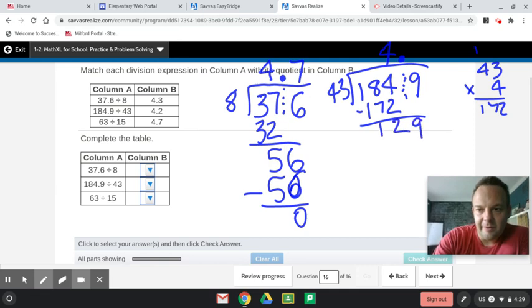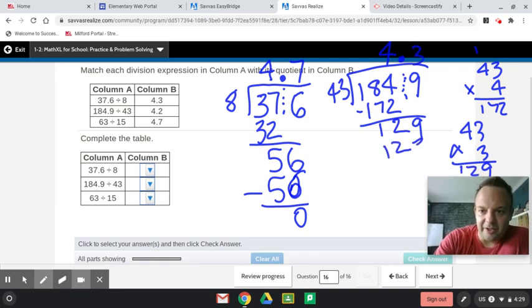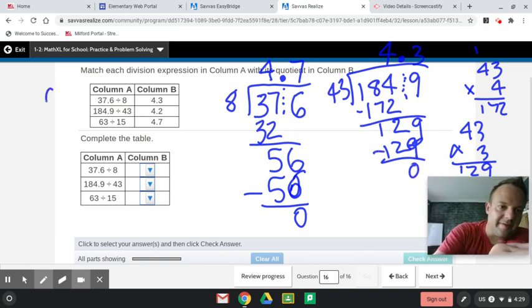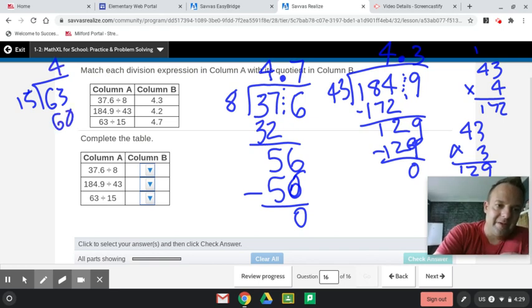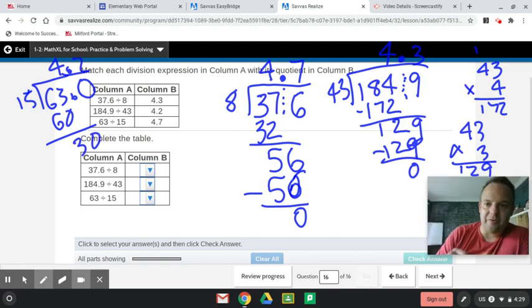Let's try 3. Oh, thank goodness. Thank goodness it terminated, right, guys? That's 63 divided by 15. Oh, boy. 5 is 75, so 4 is 60. Add a decimal. Annex a 0. Raise that decimal up. And 4.2. Okay. All right, guys.